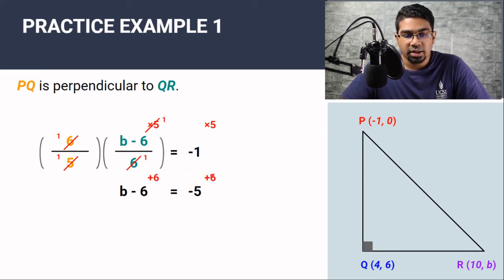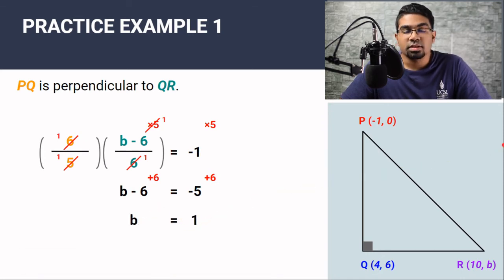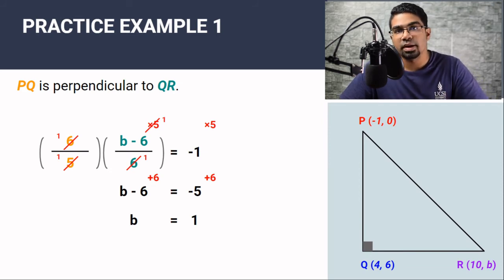Add 6 on both sides to eliminate the negative 6 here. You get b is equal to 1. This is one of the common ways they can test on perpendicular lines. Now let's look at parallel lines.